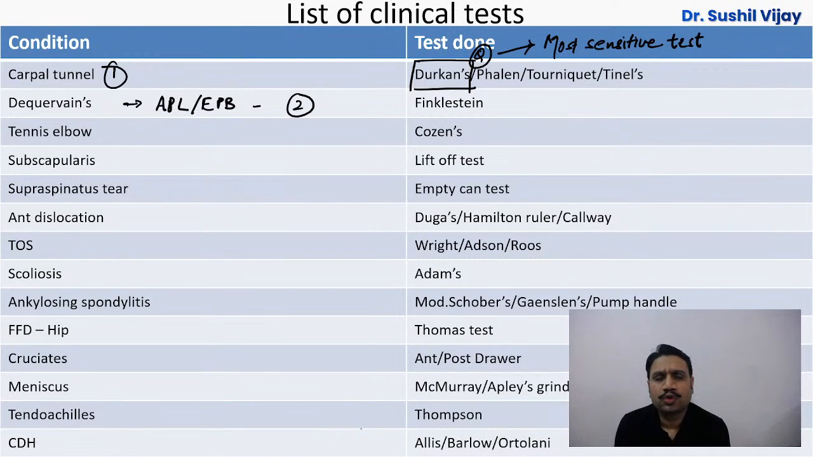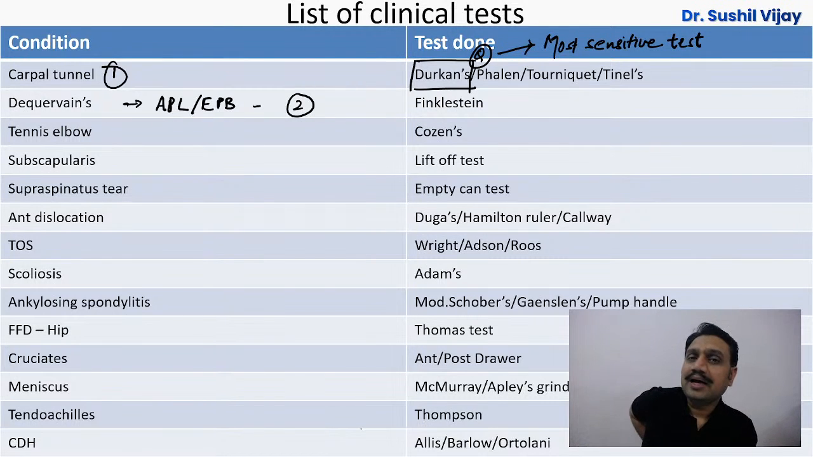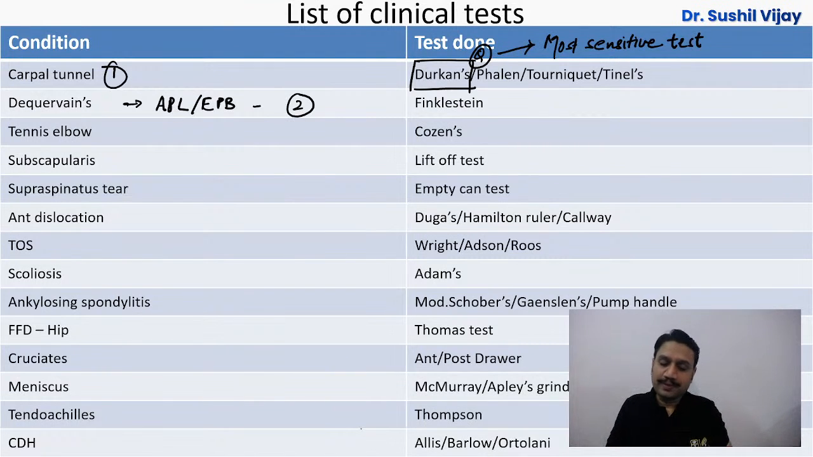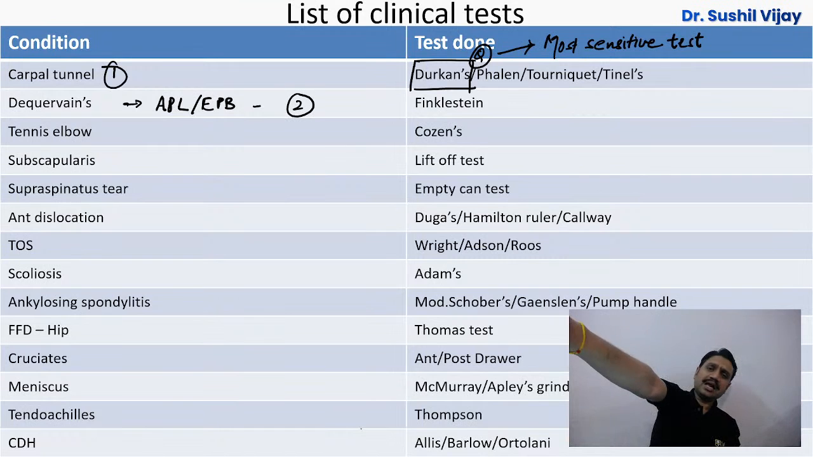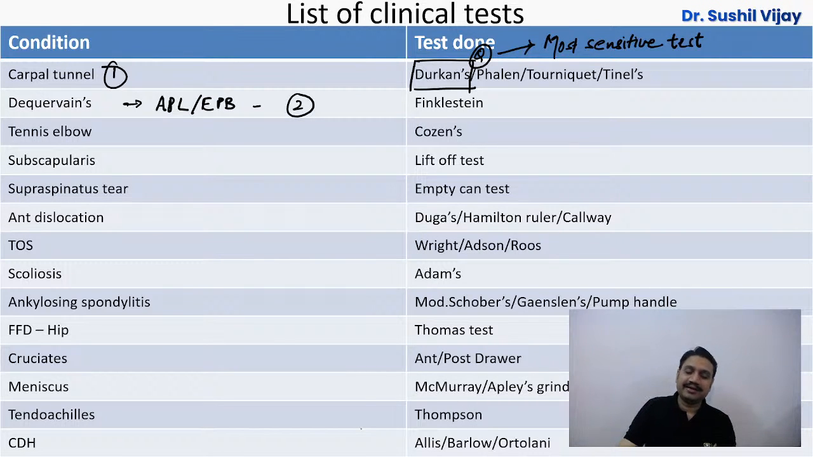Tennis elbow, Cozen test, the lateral epicondylitis. Subscapularis, the lift off test, where you ask the patient to keep the hand on the lower back and lift it against some resistance. Supraspinatus, empty can: ask the patient to flex the shoulder here, keep the elbow extended, and try to push the hand down. That is the empty can test.